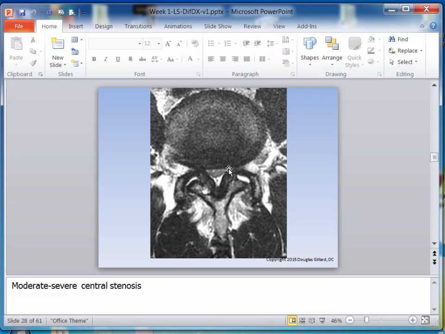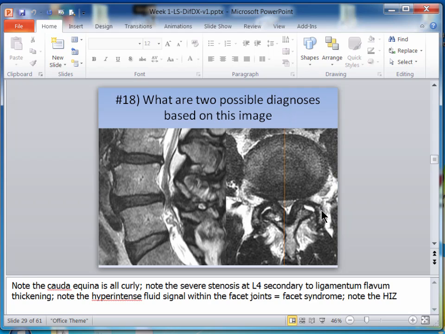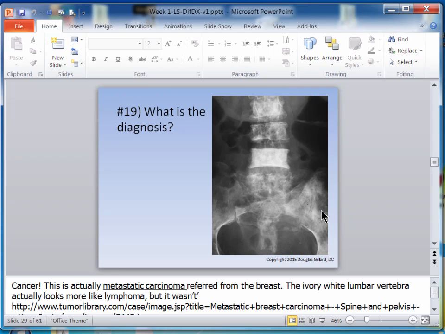Okay, here we have a nice example of what? Moderate to severe central stenosis. One of my patients actually had pretty bad intermittent claudication. We talked a lot about that, so make sure you know about that.